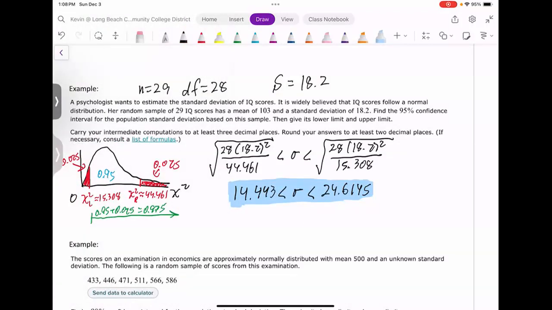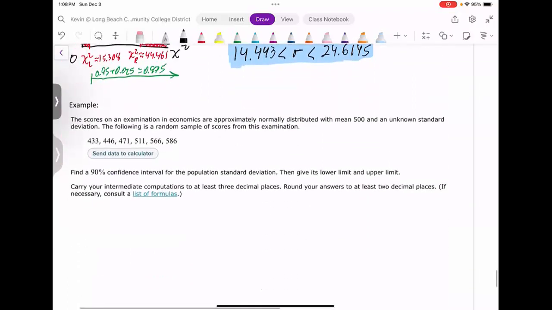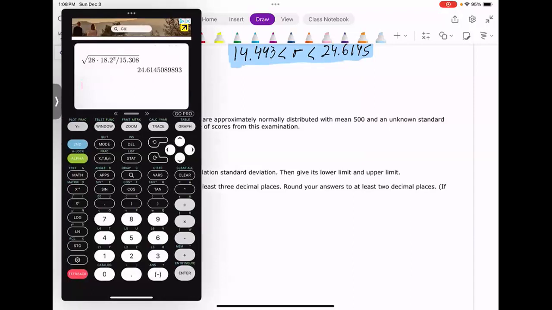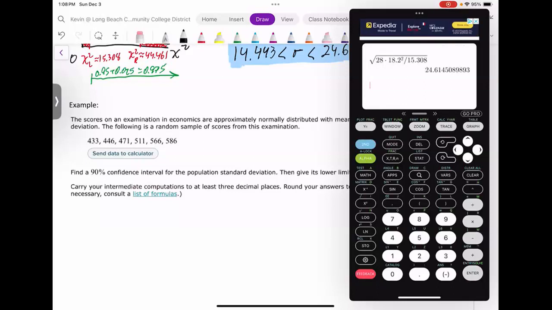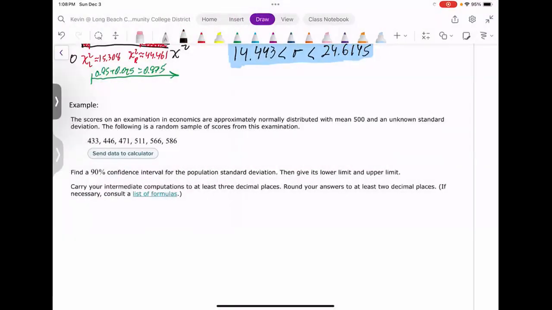All right, that brings us to our last problem. Now, I've already loaded these values into my calculator. You can see the 433, 446, and so on. So you may need to pause this video and put those values into there. And the reason we need to put them into the calculator is because I need, and before I even do that, let's read the question real quick.